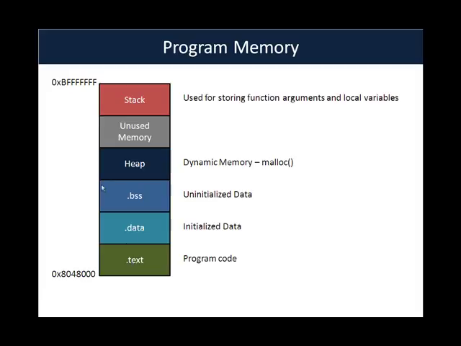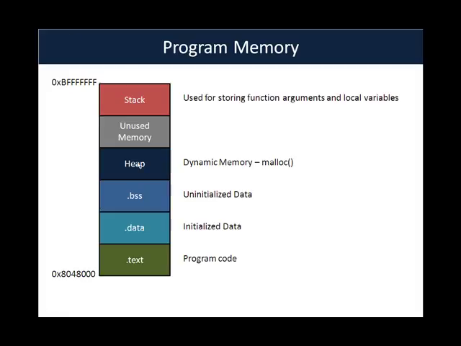Then we have the .data segment. This is where any data which has been initialized to a value is stored. Then we have the .bss segment, which is where all uninitialized data is stored. Then we have the heap, which is dynamic memory.